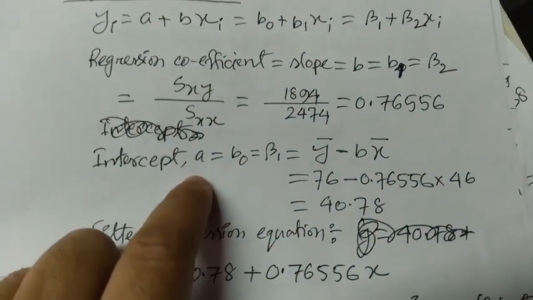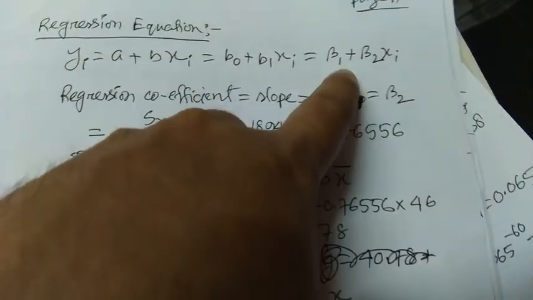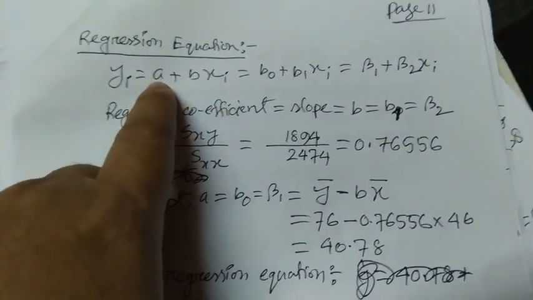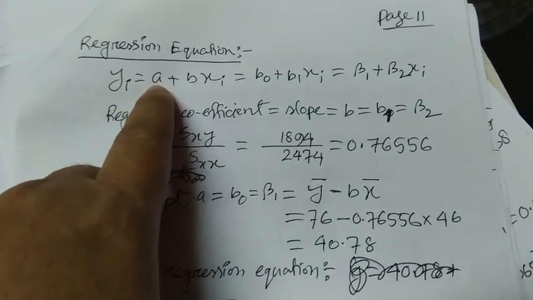Intercept. This is the intercept. The first one, that is the term without the variable, that means the constant term, is the intercept.